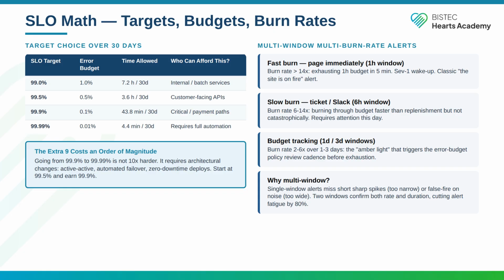Multi-window, multi-burn rate alerting is the Google SRE workbook's most important contribution to this space. Fast burn windows catch acute disasters. Slow burn windows catch chronic degradation. Alerting only on a single threshold at a single window means you'll miss the slow bleed.